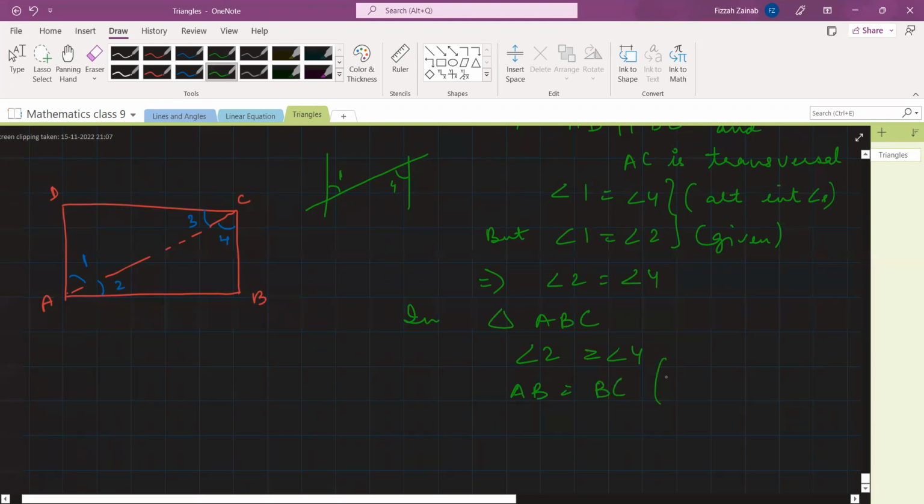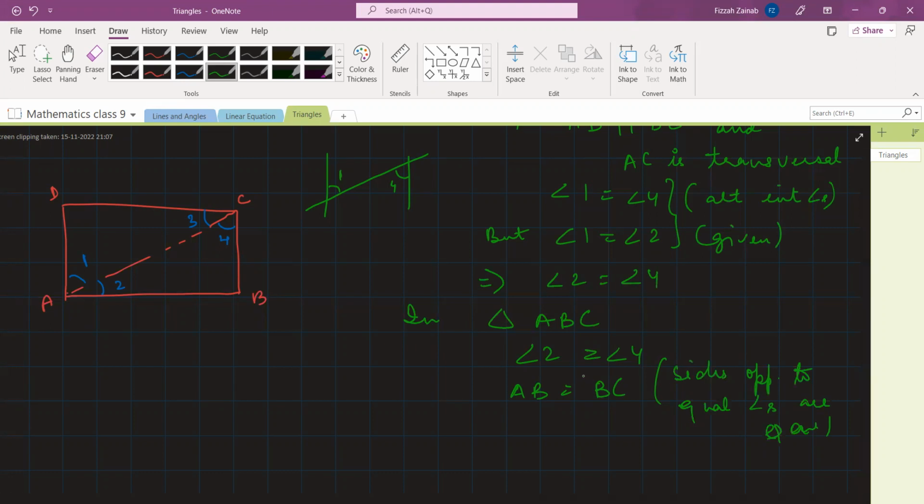So in an isosceles triangle, what happens? Opposite angles are equal. And if opposite angles are equal, then the sides are also equal. So sides opposite to equal angles are equal, right? So I have got AB is equal to BC. You can mark it as equation number 1.